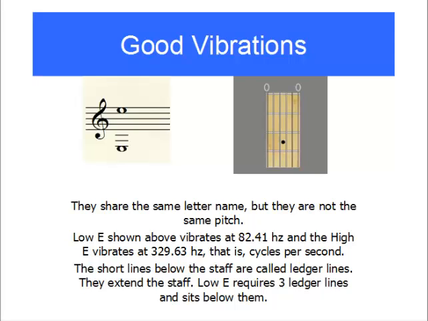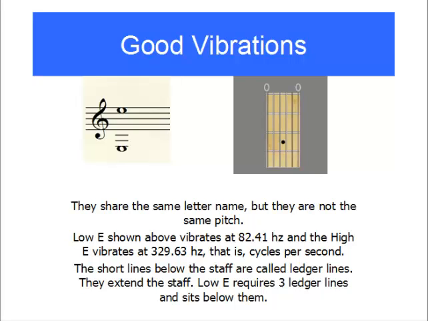They share the same letter names, but they're not the same pitch. The low E vibrates at 82.41 Hertz, and the high E vibrates at 329.63 Hertz. Hertz is just cycles per second, how many times it vibrates in a matter of 1 second.